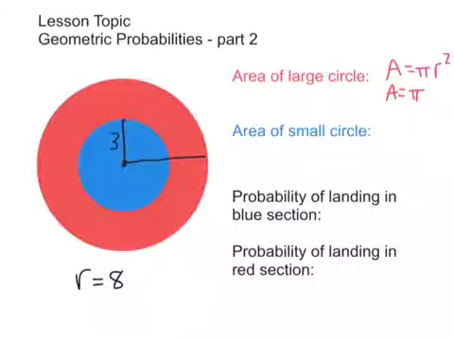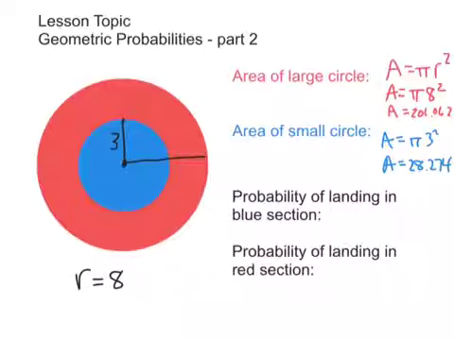Okay, so the area of the large circle is pi times 8 squared, the radius of the whole large red circle. That answers 201.062. And then we have to find the area of the small circle, and again, same formula, pi times the radius. The radius of the small blue circle is 3, so pi times 3 squared, which is pi times 9, which is 28.274.